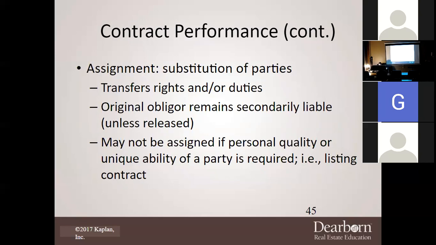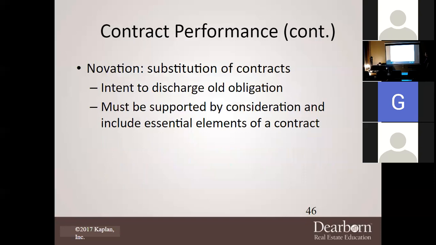Now, it may not be assigned if personal quality or the unique ability of a party is required, such as a listing contract. I cannot assign a contract out that I have to list. If I tell a seller that I'm going to list the property, I cannot then subsequently send it over to Aiden when they hired me. Does that make sense? Okay, you gotta be careful with that.